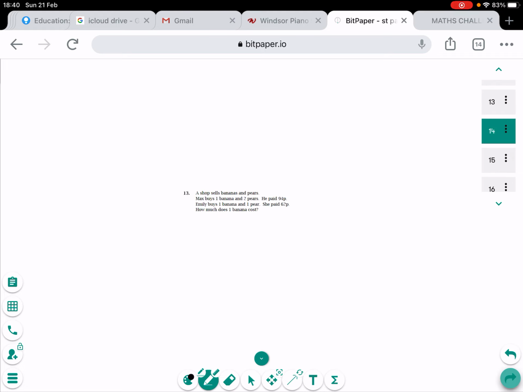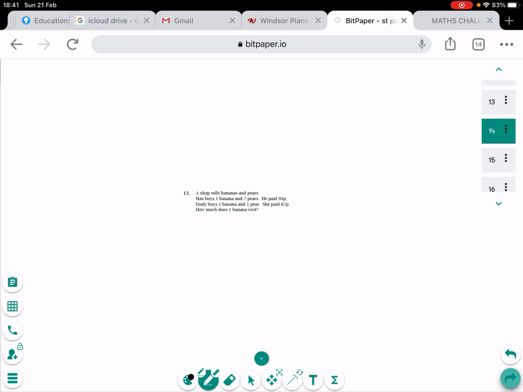For 13, it says a shop sells bananas and pears. Max buys 1 banana and 2 pears. He paid 94 pence. Emily buys 1 banana and 1 pear. She paid 62 pence. How much does 1 banana cost?